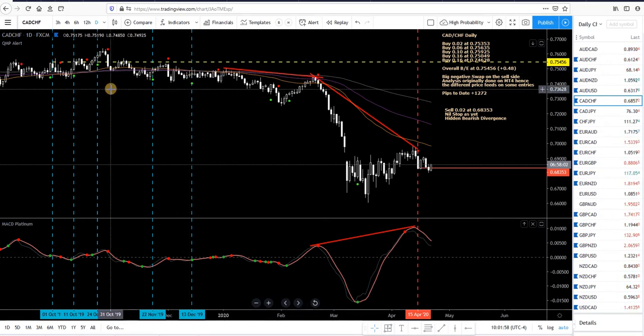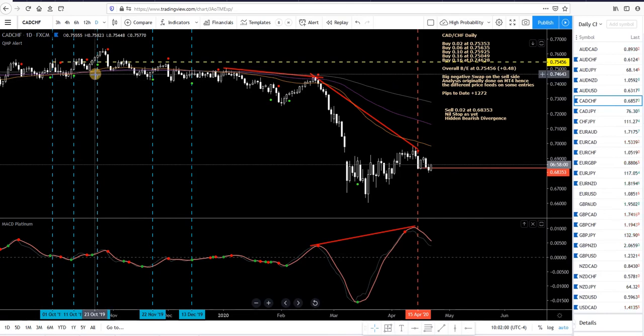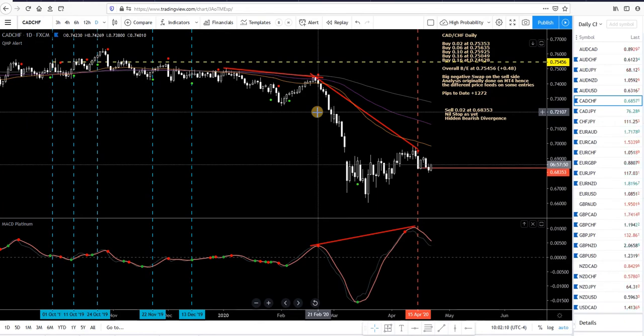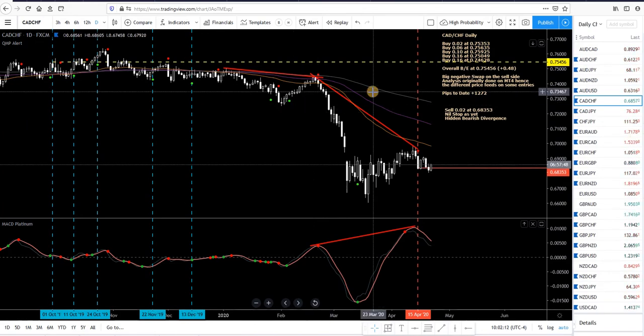The good thing is, because they're buys on this pair, there's a big positive swap or overnight interest rate. So I can just leave these open forever basically, and I'll probably end up making more money from the swap than I will from actual trade, even if I do lose on them. But that's not the plan.